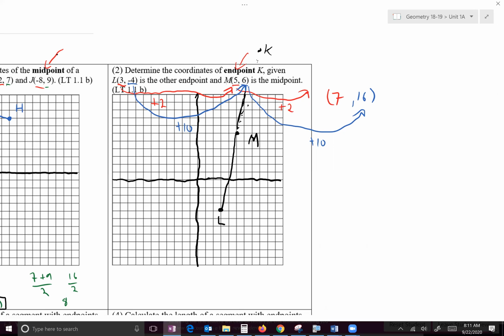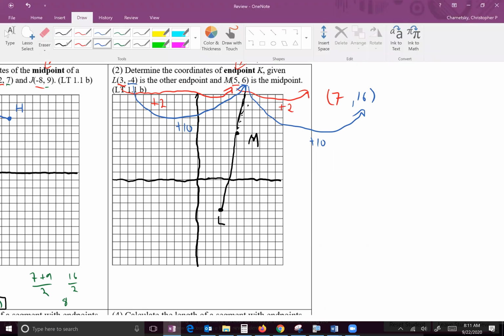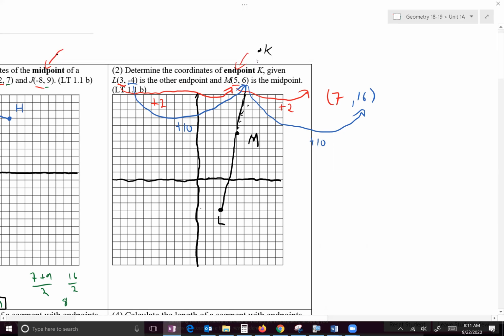Definitely off my grid here, though I guess I could have redrawn my axes. Make them lower, give me more room. That's okay.